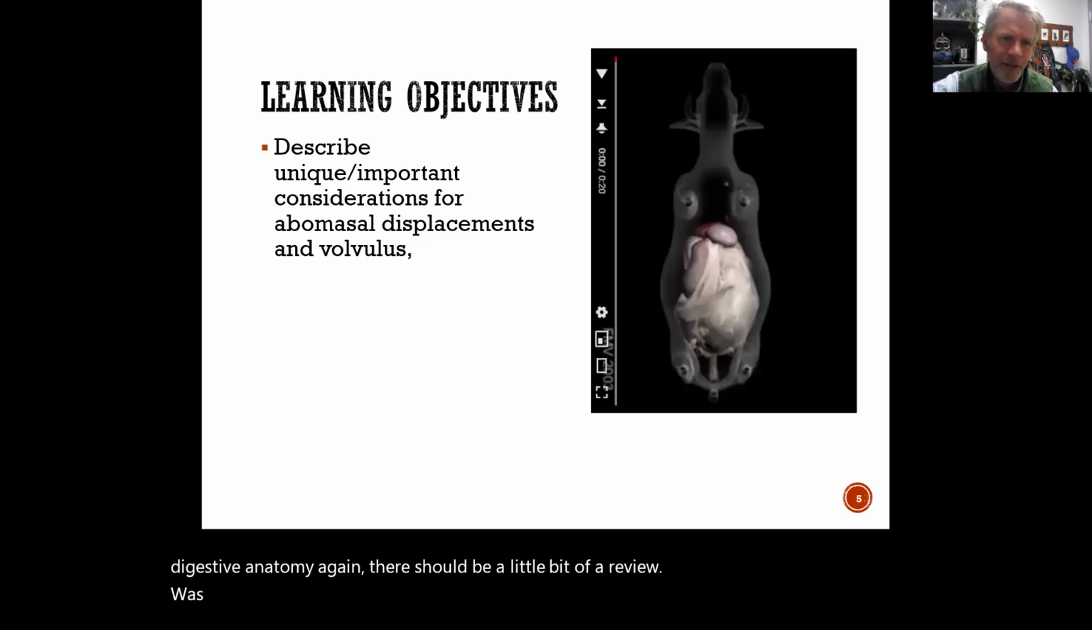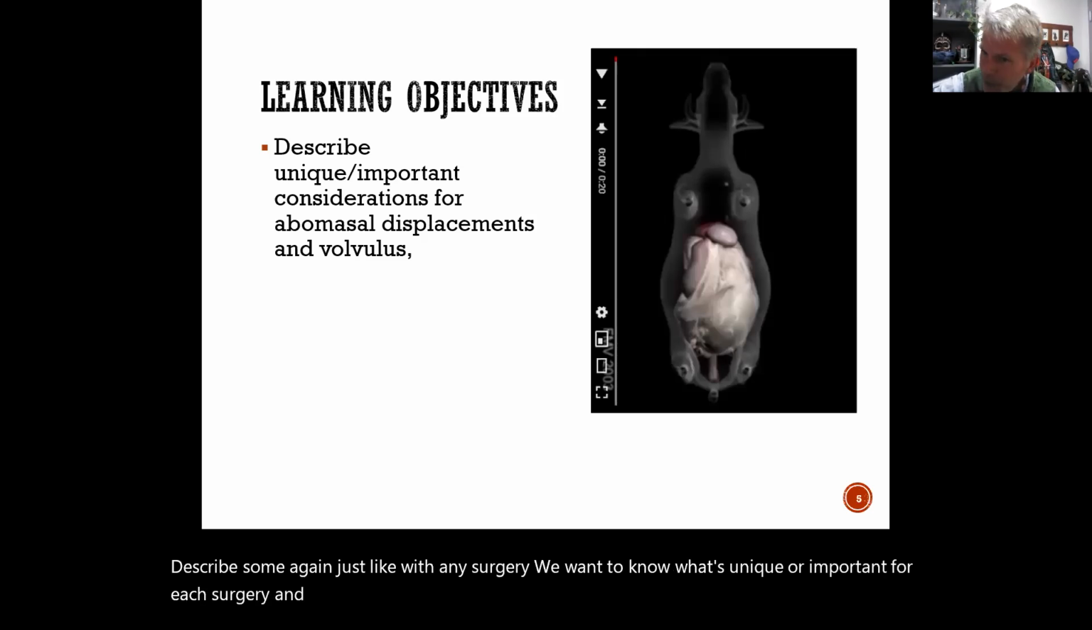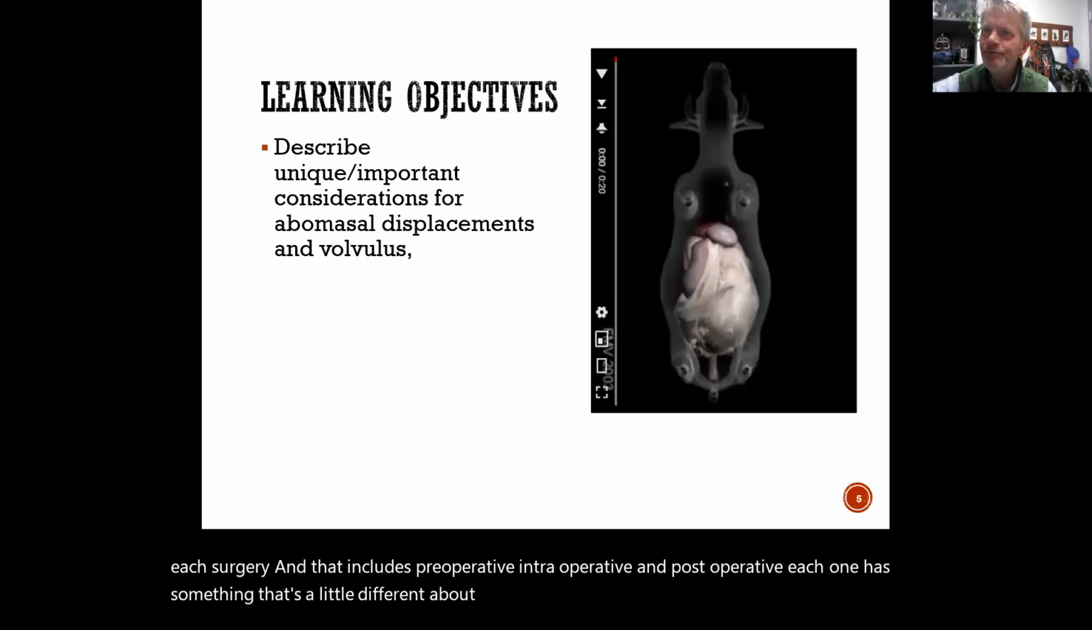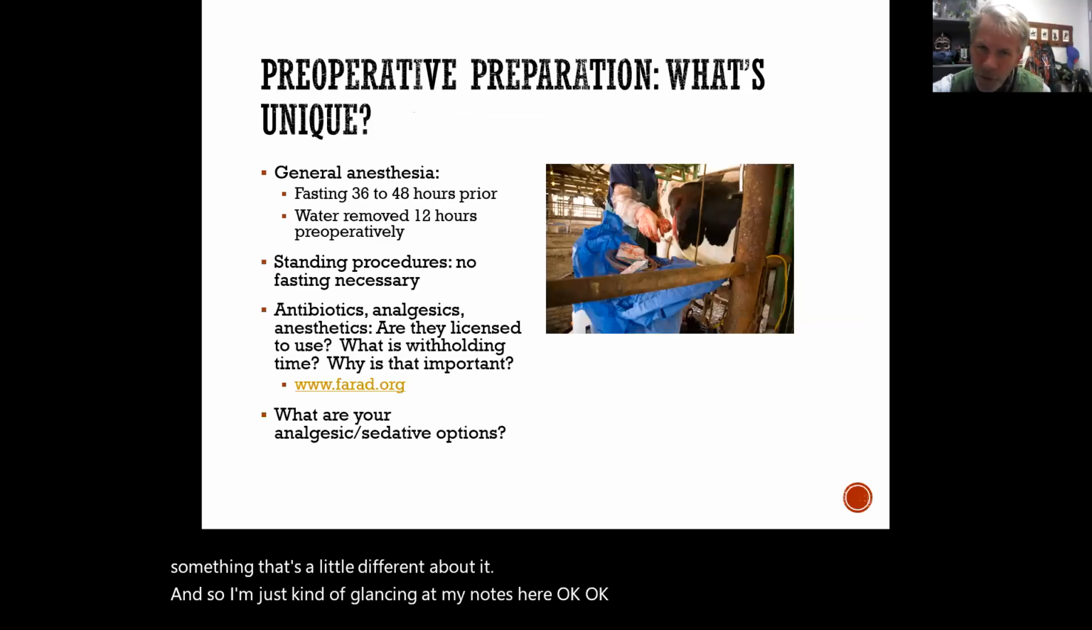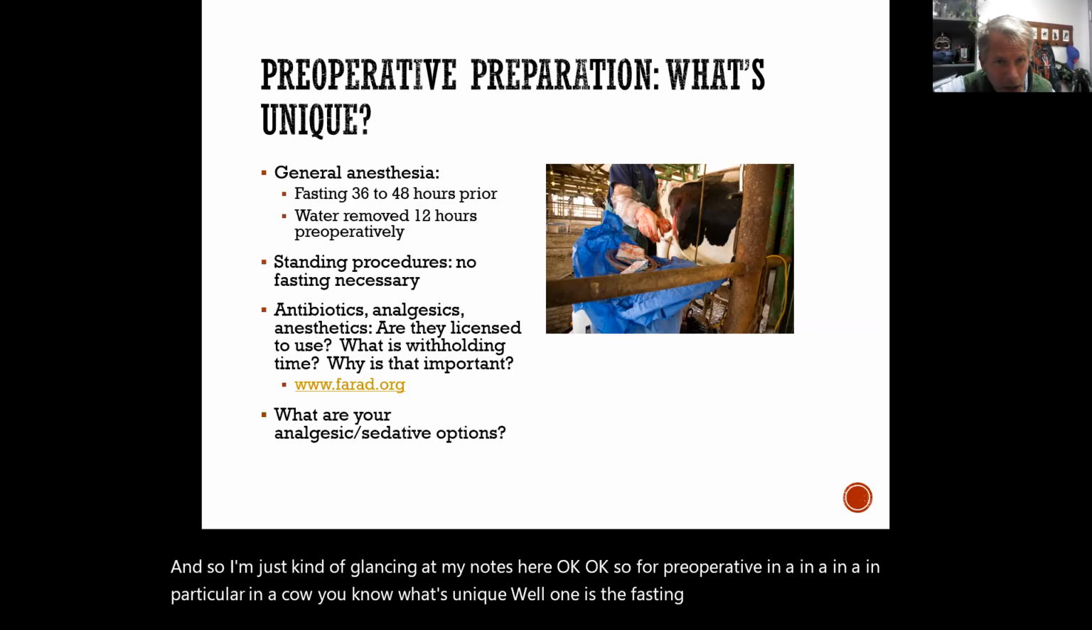Again, just like with any surgery, we want to know what's unique or important for each surgery, and that includes preoperative, intraoperative, and postoperative. Each one has something that's a little different about it. Sorry, I'm just glancing at my notes here. Okay, so for preoperative in particular in a cow, what's unique? Well, one is the fasting period is really long.